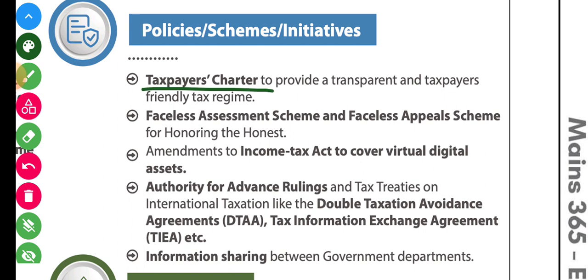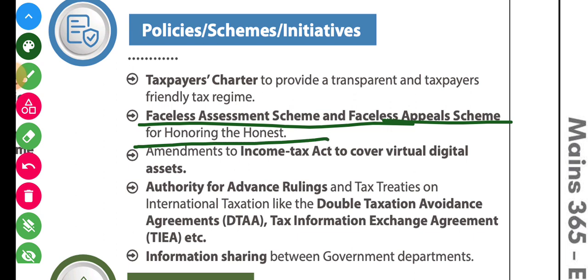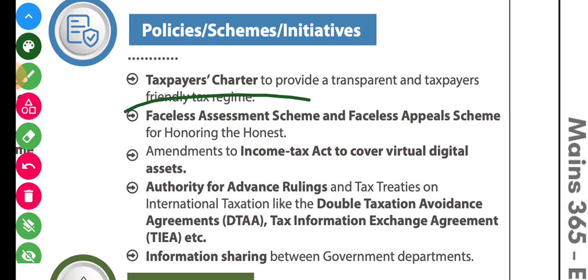Taxpayers' Charter to provide a transparent and taxpayer-friendly tax regime. Faceless assessment scheme and faceless appeals scheme are honoring the honest. So keep this in mind, the schemes of the government.